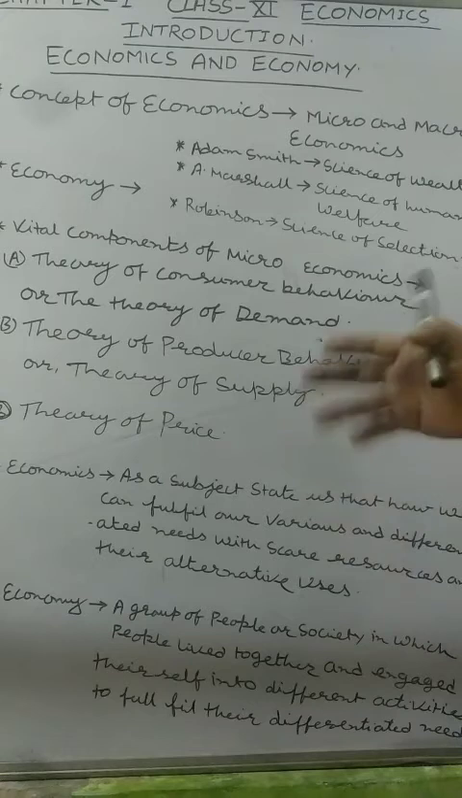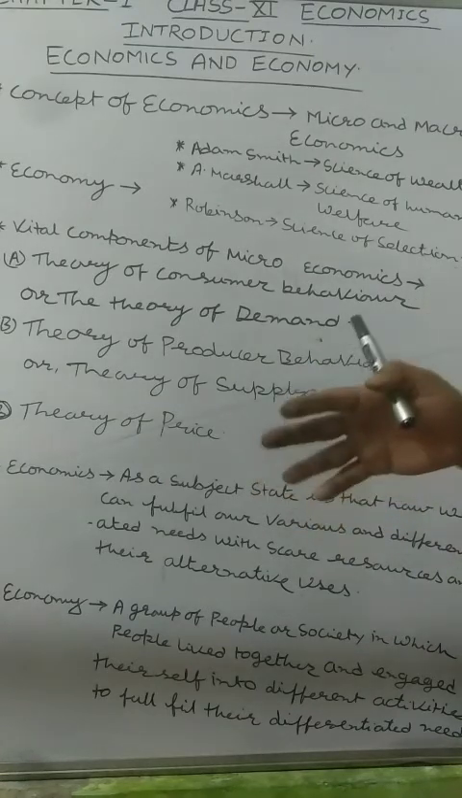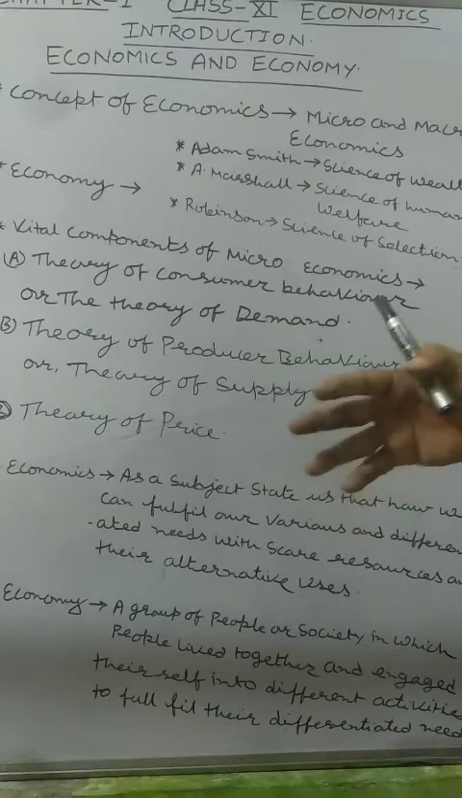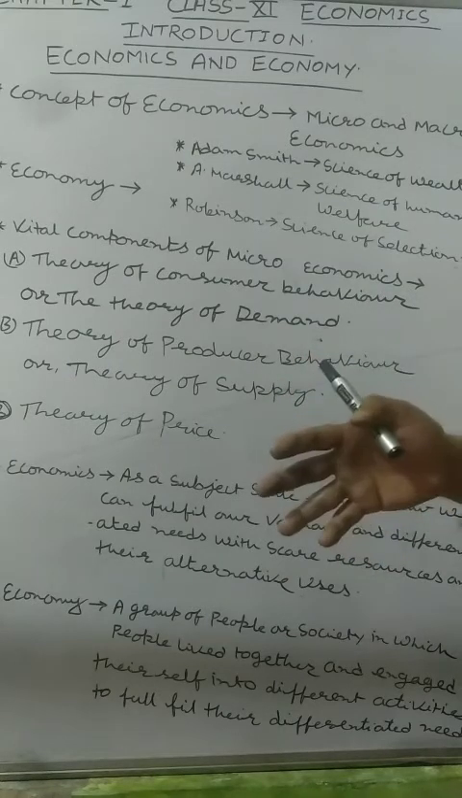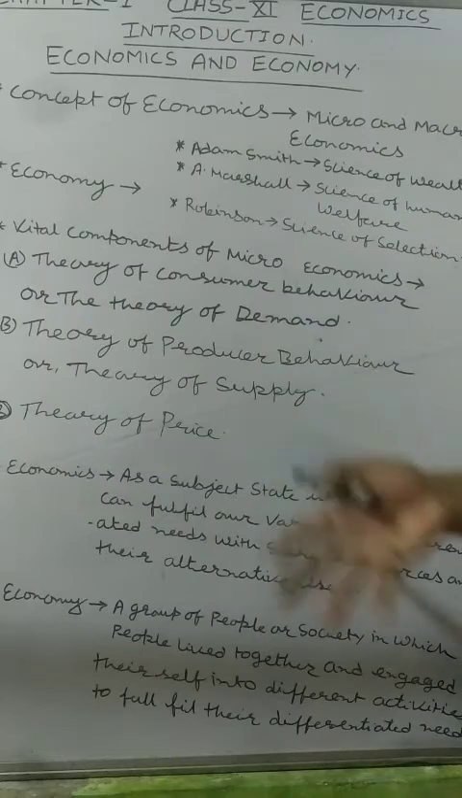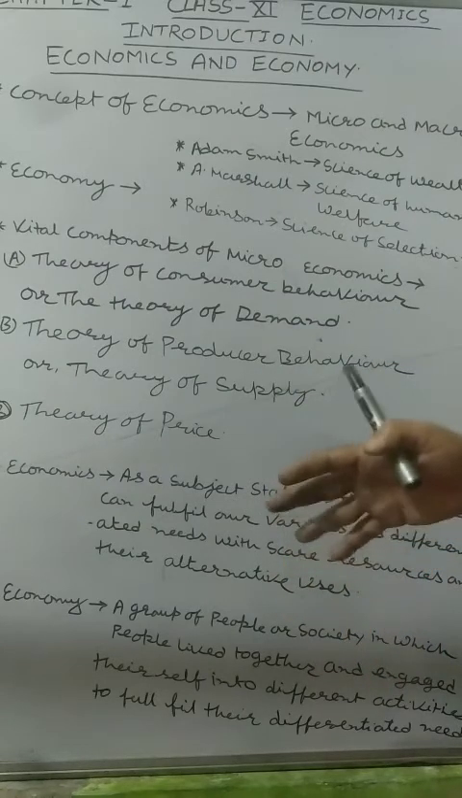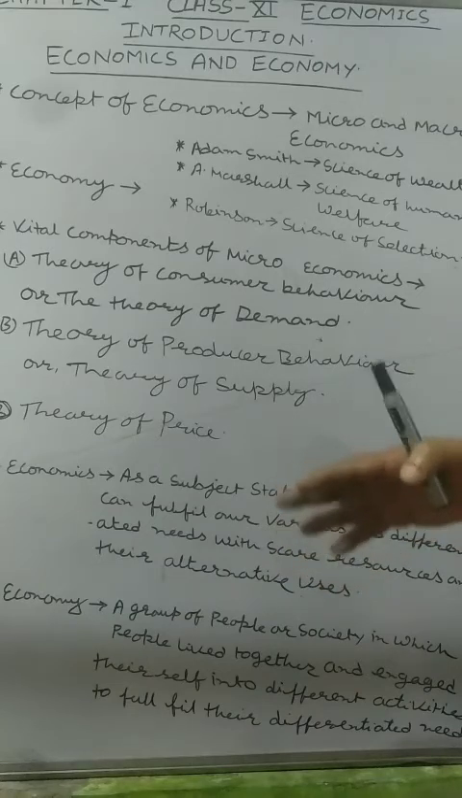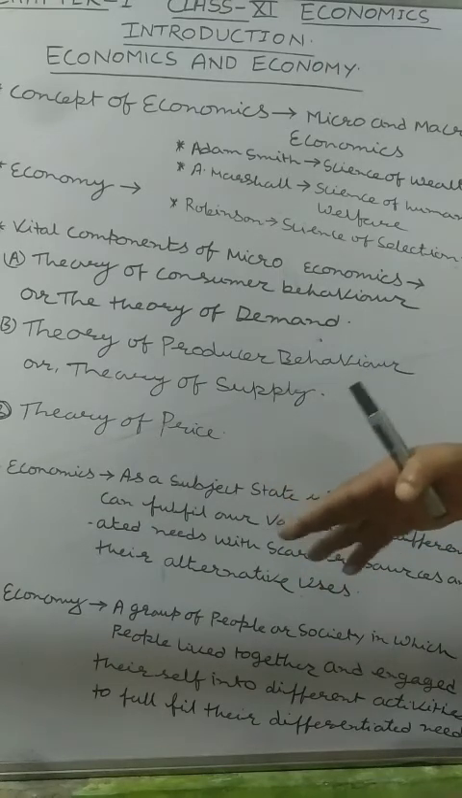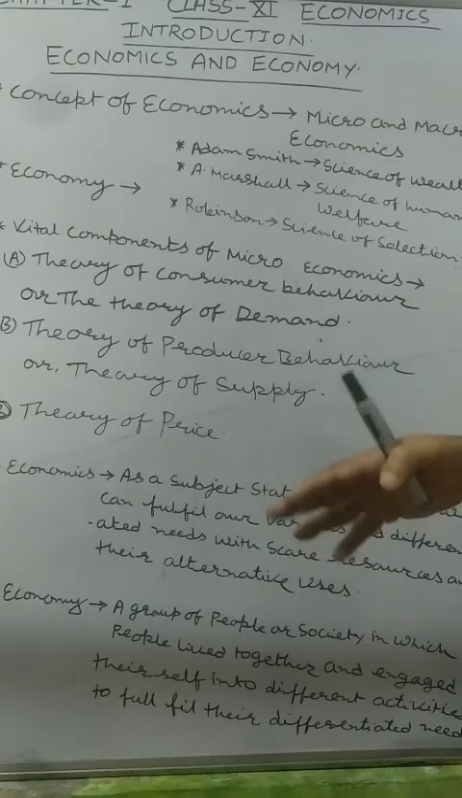And at last Robbins came and saw that economics is all about satisfying our needs with scarce resources, and resources are scarce, so we always have to make a choice between our needs. And so economics is a science of selection. That is the most appropriate definition of economics, because we always have to make a choice or selection in our lives.